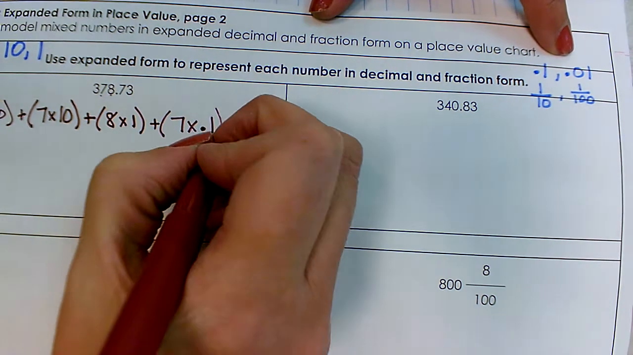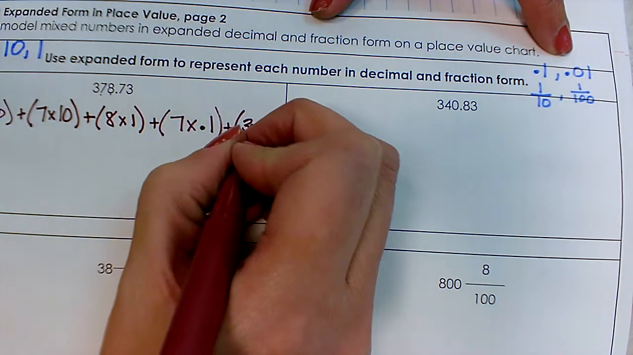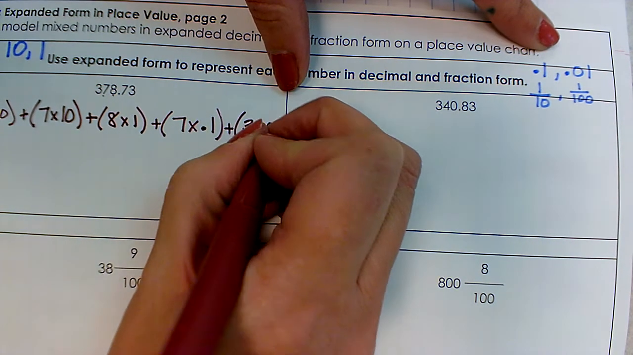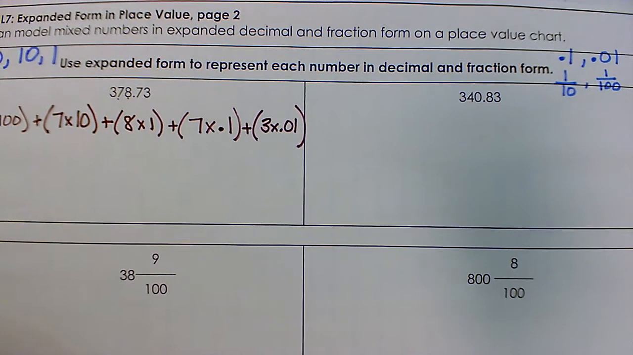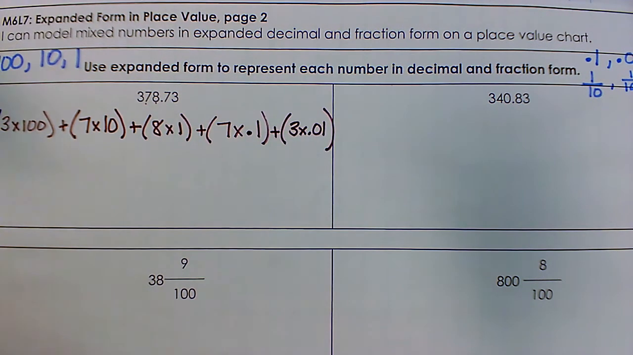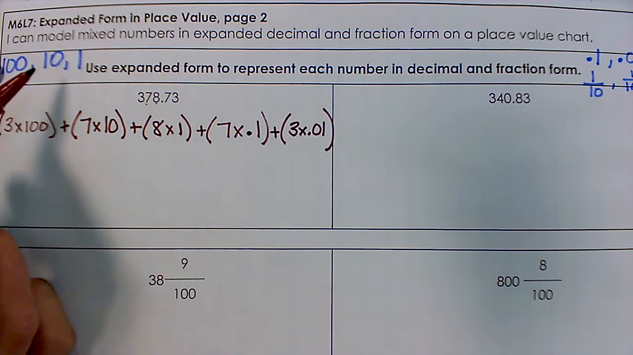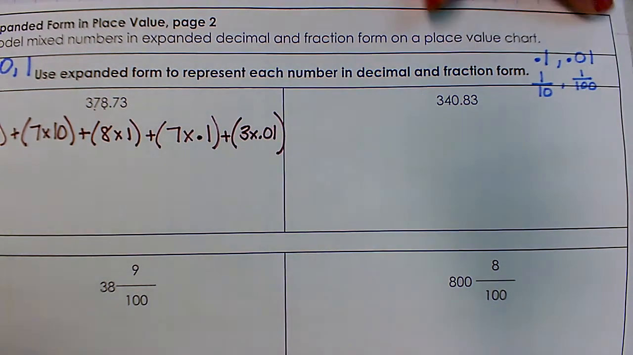Next is my hundredths, so I have one more group to add, and in the hundredths place I have a 3. 3 times 1/100. End. And that is my expanded form. Every place value is multiplied by its value: 100 or 10 or 1 or 1/10 or 1/100.